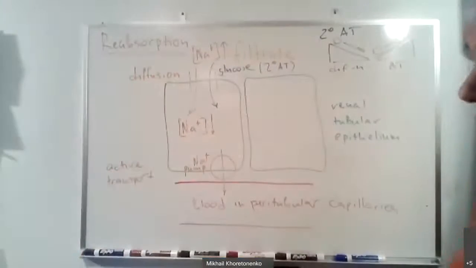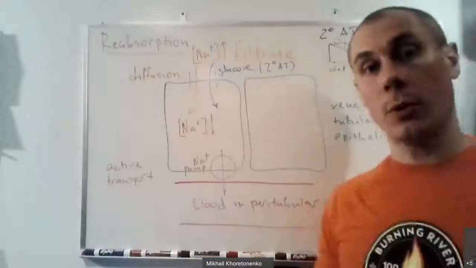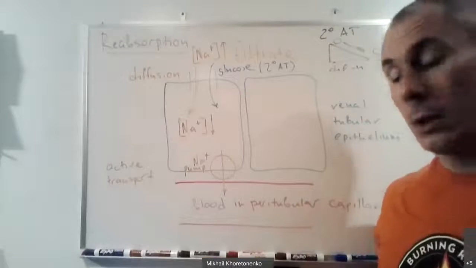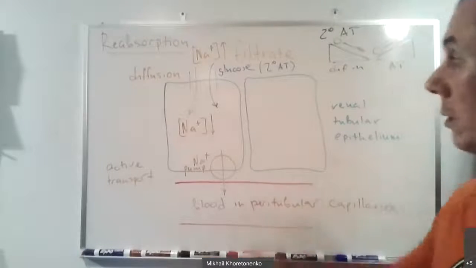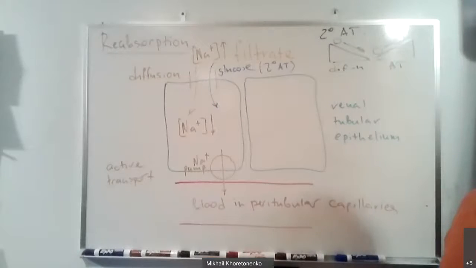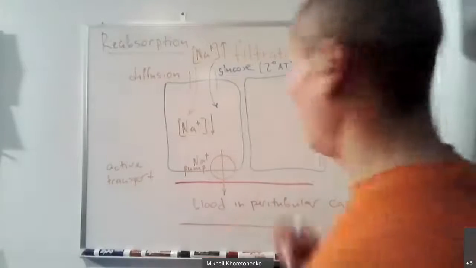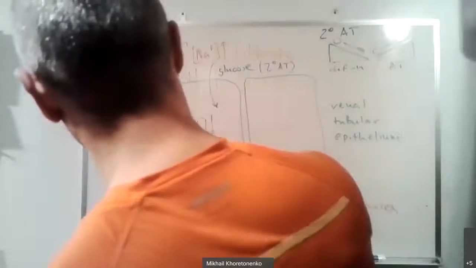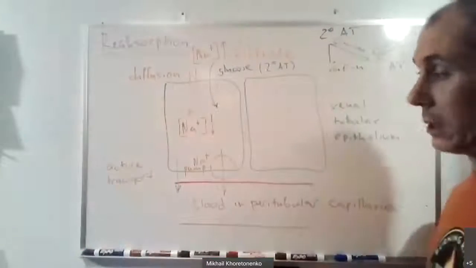Okay? So essentially, it's a diffusion of sodium at the apical side that provides energy for glucose reabsorption from the intestine. No, from the intestine, from the filtrate, okay? And then on the basal side, glucose will use facilitated diffusion.